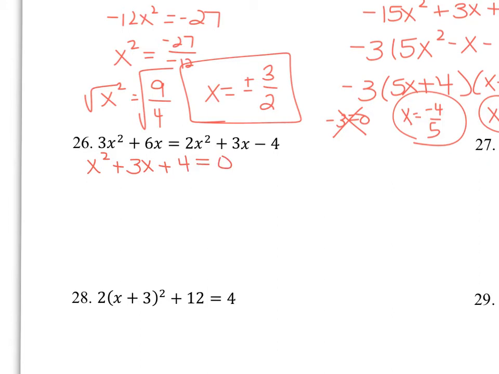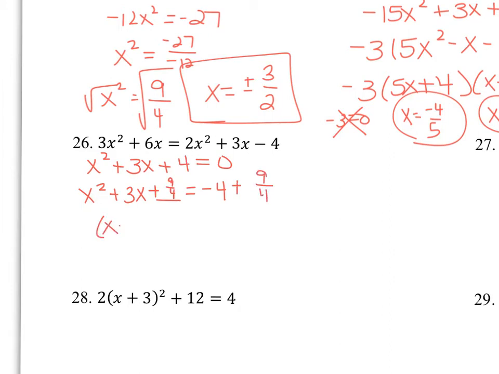If I think about factors of 4 to make positive 3, none of that works, because 4 and negative 1 would work, but then that product would be negative 4. Again, I'd rather complete the square than do the quadratic formula, so I'm going to complete the square. Subtract 4, all right, complete the square. Half of 3 is 3/2, square it, that's 9/4. And then I have to add 9/4 to this side as well.